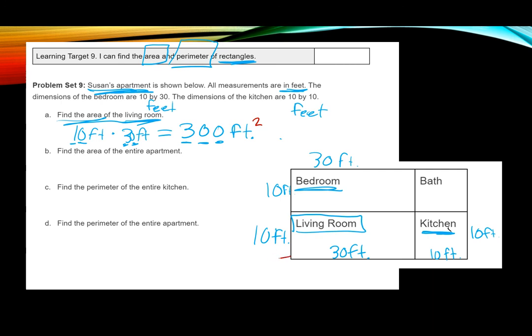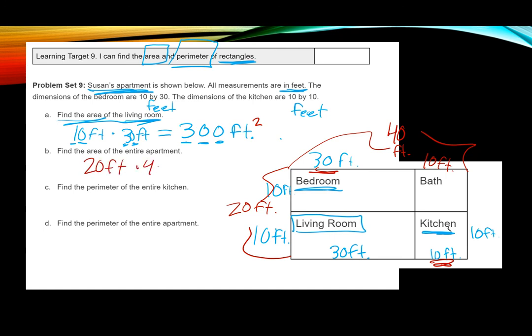All right, next, find the area of the entire apartment. Okay, so here we have 10 plus 10. That's going to be 20 feet. Then we have 30 plus 10, right? We have 30 up here, and then we know this is going to be 10 because down here is 10. So we have 40 feet. So we have 20 feet multiplied by 40 feet. And again, 2 times 4 is 8. And then 2 zeros. So we just throw those after the 8. Little trick for you there. It's going to be 800 feet squared.